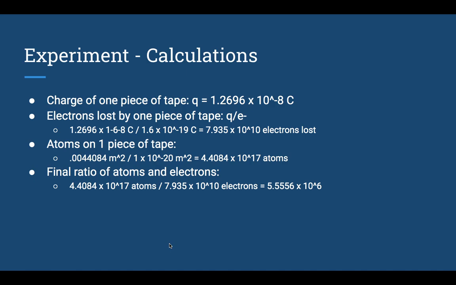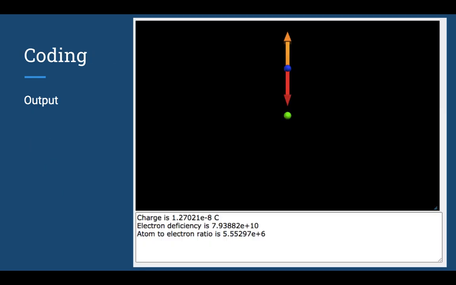Here are my other calculations. So I could get the electrons lost by one piece of tape by dividing this charge by the charge of an electron, 1.6 times 10 to the negative 19th coulombs. I then could get the atoms on one piece of tape by dividing the surface area of the tape by the surface area of an atom. And then I could get the ratio of atoms and electrons by dividing this amount of atoms by that amount of electrons. So here's my actual coding output.